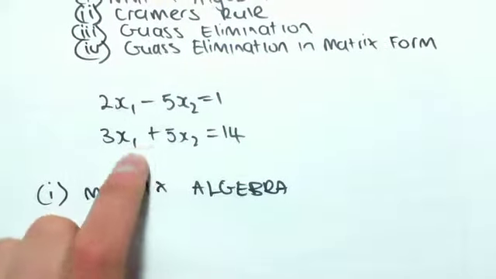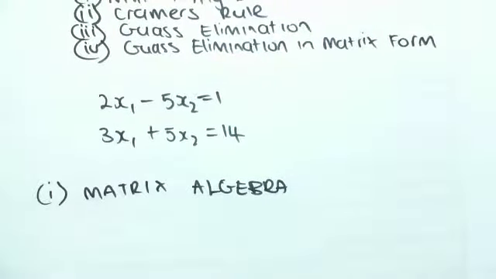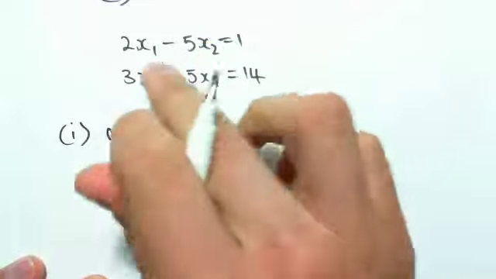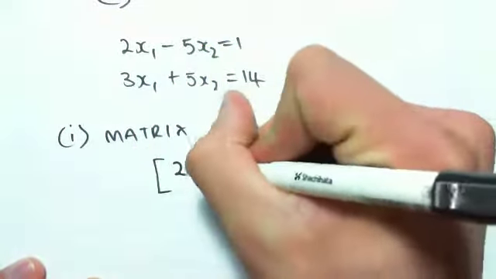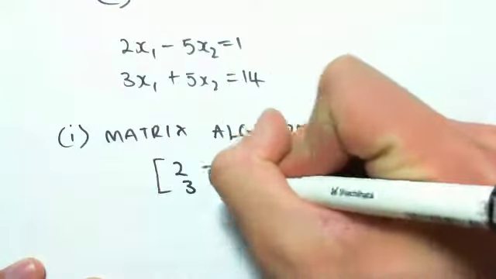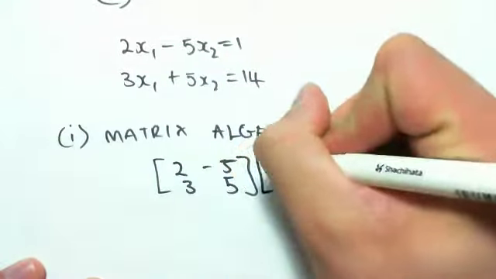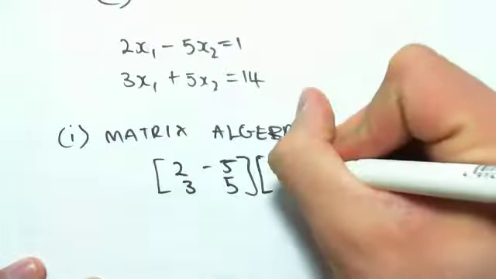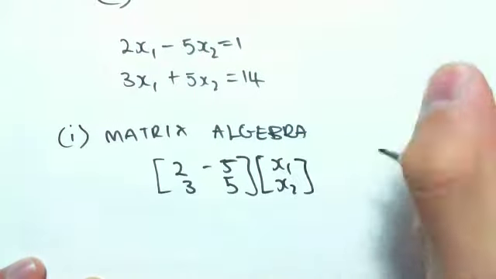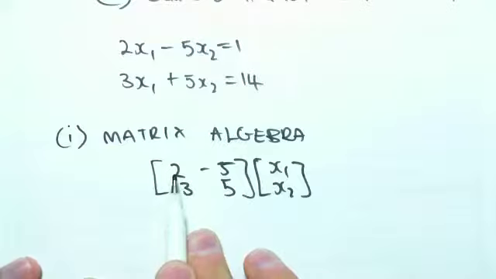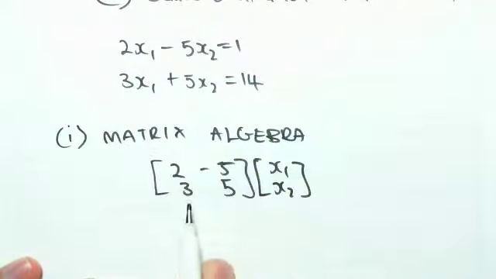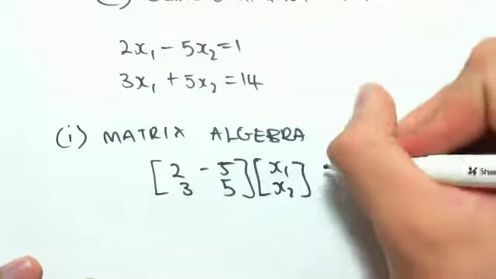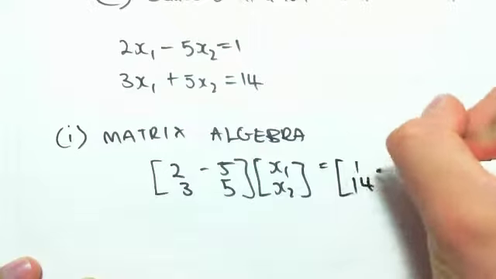So the first thing we need to do is write this in matrix form. So matrix form looks like this. We take all the coefficients, so 2, minus 5, 3, and 5. We take the variables, x1 and x2 like this, such that if we were to multiply this row by this column, we would get back to that equation there, and this row by that column would get us back to that equation there, equals just the values.